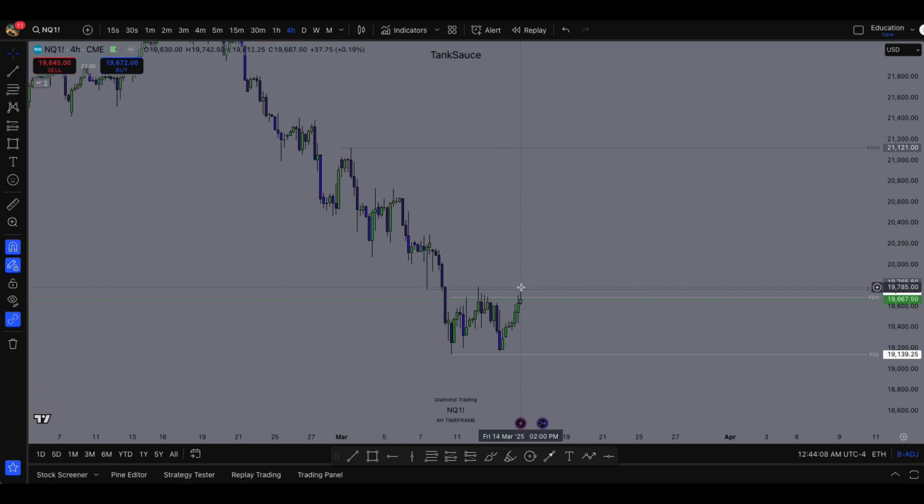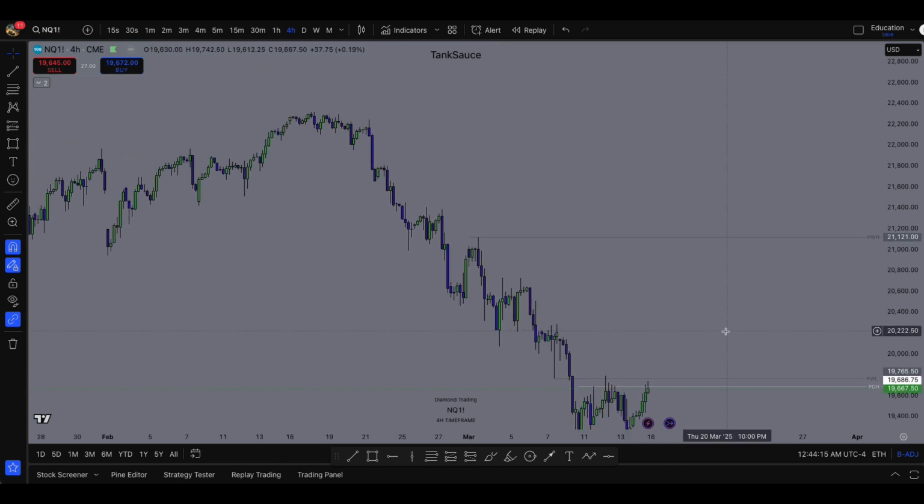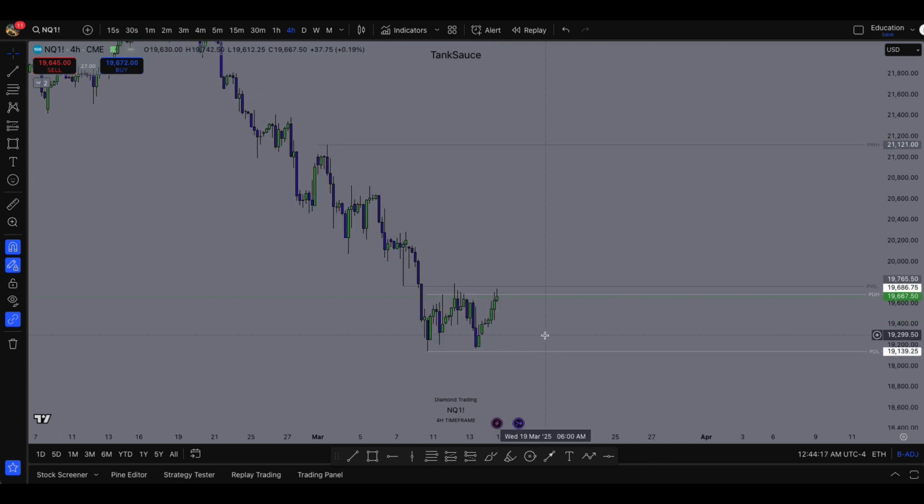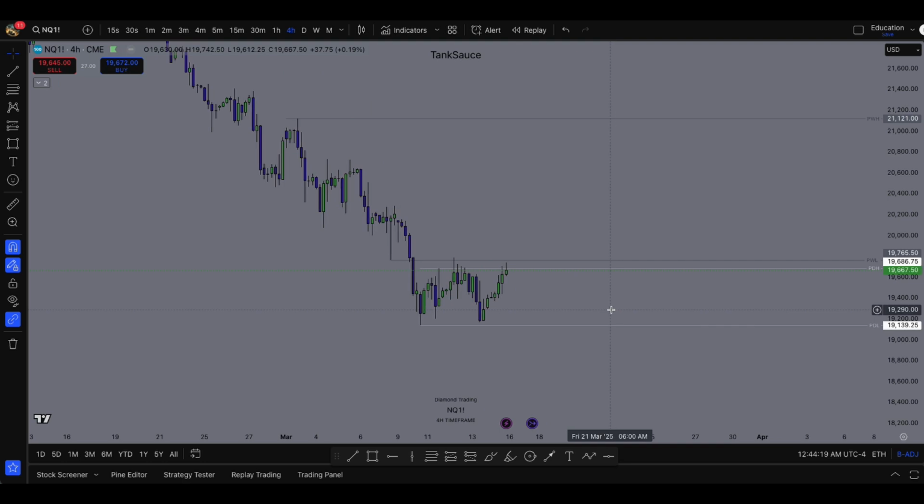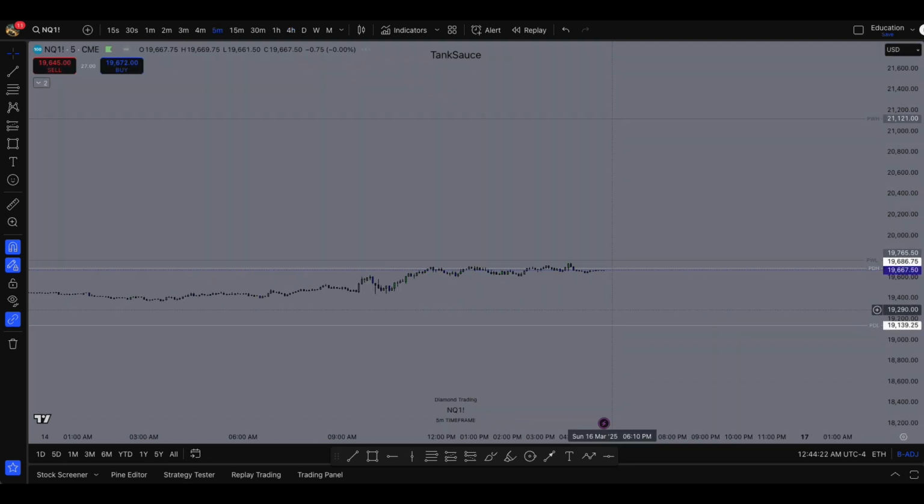Maybe this is still going to be the reversal point where we start gathering up our orders, like we did up here, for us to come back up. Okay, let's go to another time frame here.